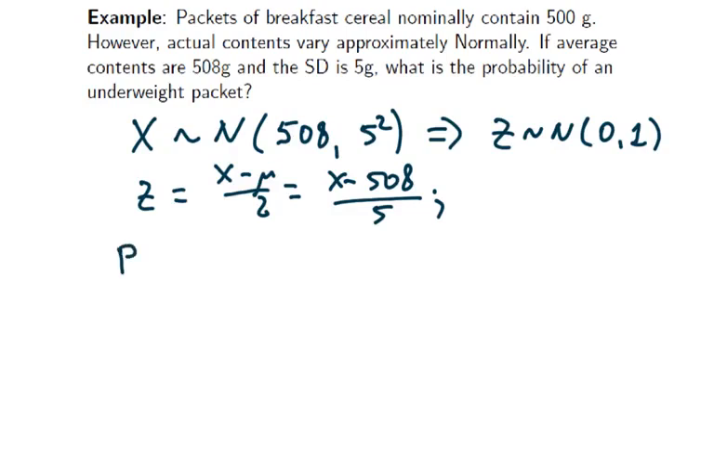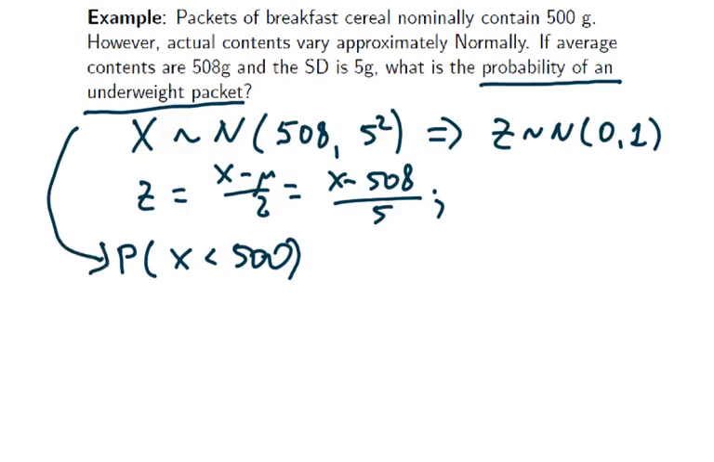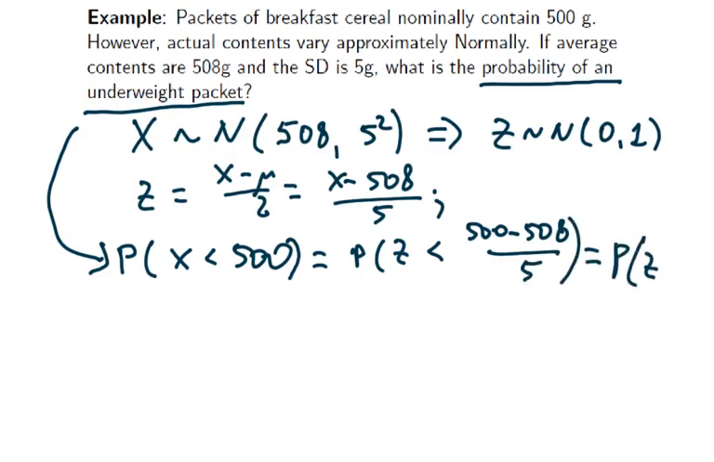Now, our problem is to find probability that x is less than 500. So this is what it means: the probability of an underweight packet. So this equals to probability that z is less than 500 minus 508 divided by 5, or probability that z is less than minus 1.6.